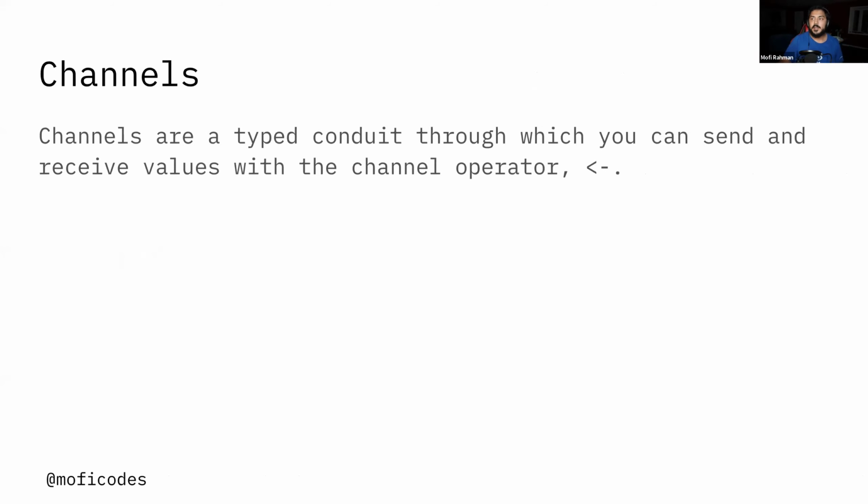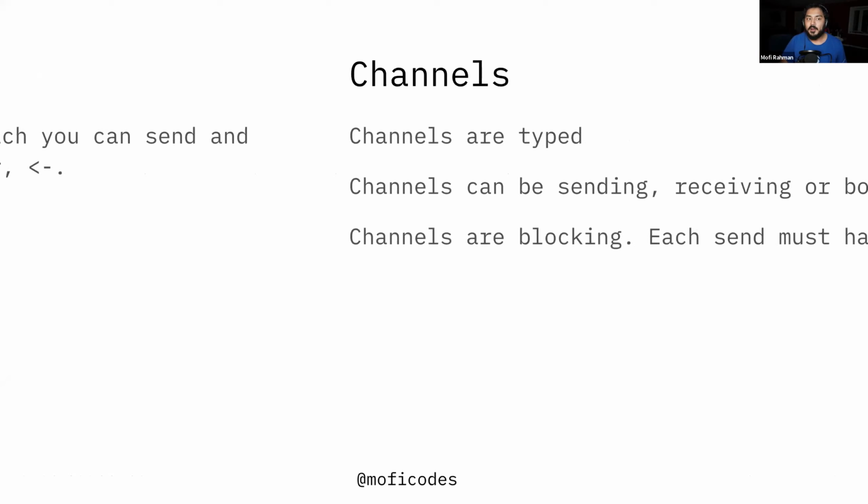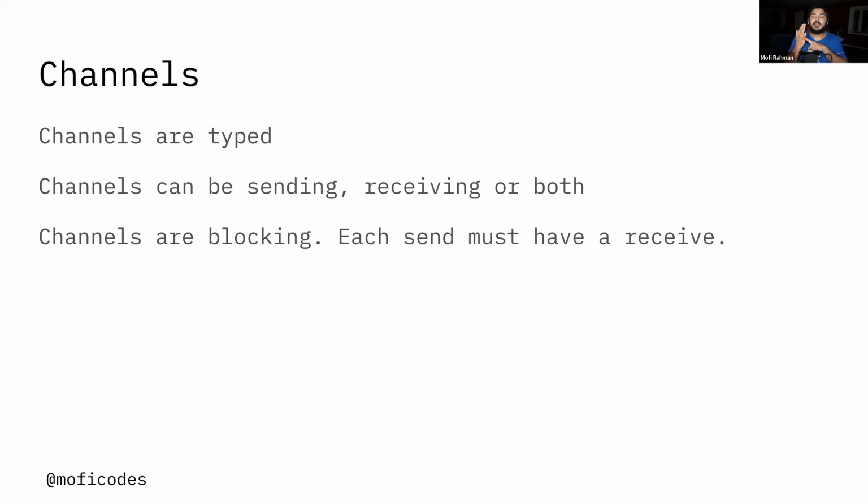So channels are typed conduits through which you can send and receive values with the channel operator, which is this arrow. And yeah, it's funny because in the definition, we use the word conduit, which is literally a synonym for channel. So it's not necessarily a different definition, but here we are with computers. We're bad with naming. So channels are typed. Channels can be sending, receiving, or both. Channels are blocking. Each send must have a receive.